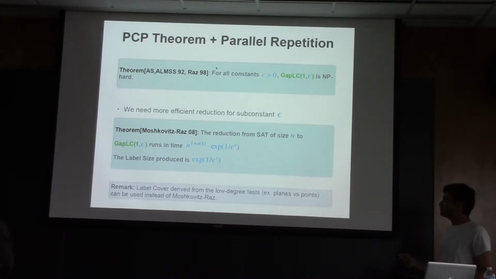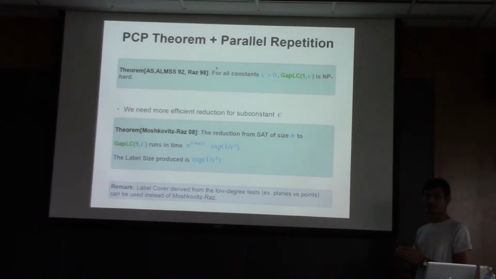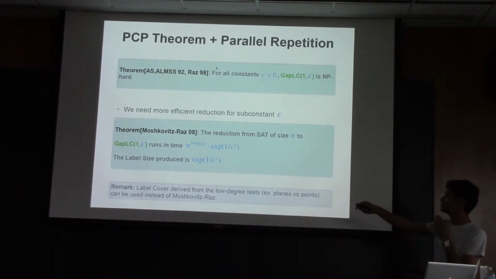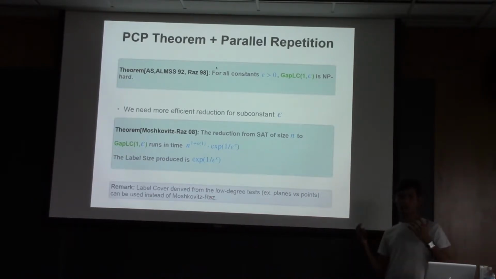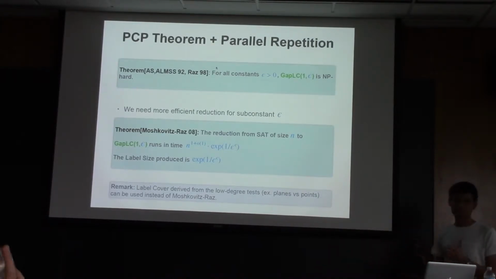Okay, and although we are using this theorem as a starting point, for people who are familiar with PCPs, one can just use label cover which is derived from low degree tests. This is a very complicated paper, so you don't need all this complicated theorem. You can just derive it from label cover which you get out of low degree tests, which these days also have a simple analysis.